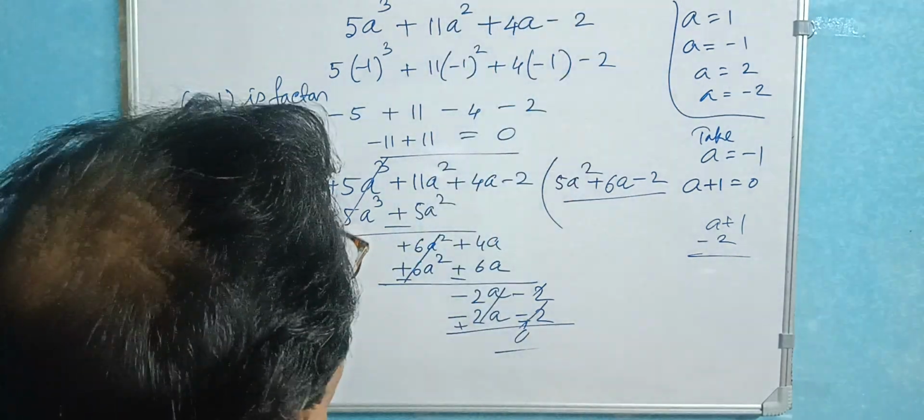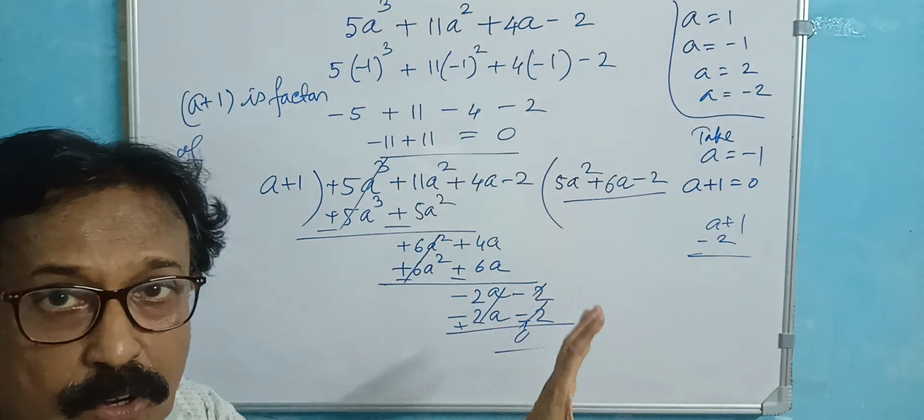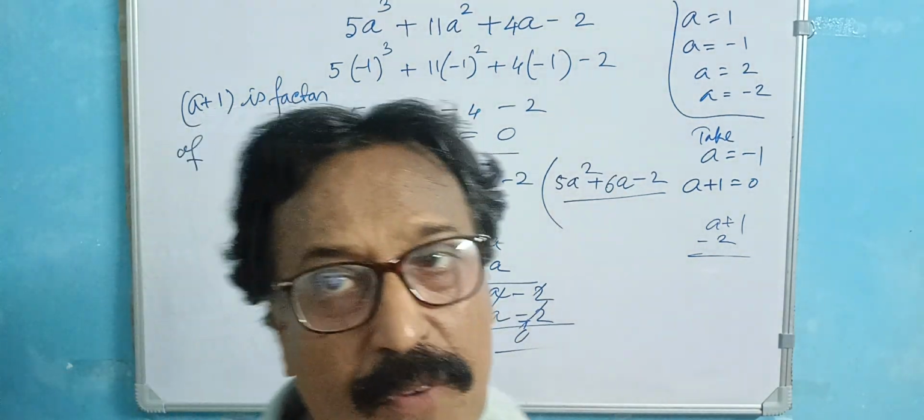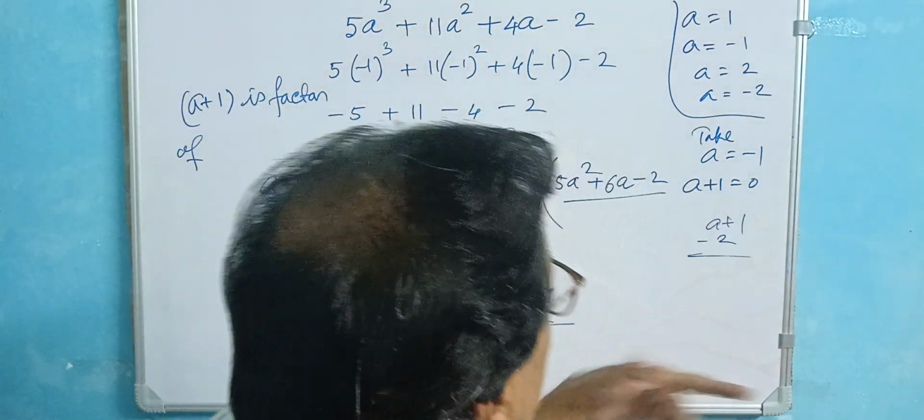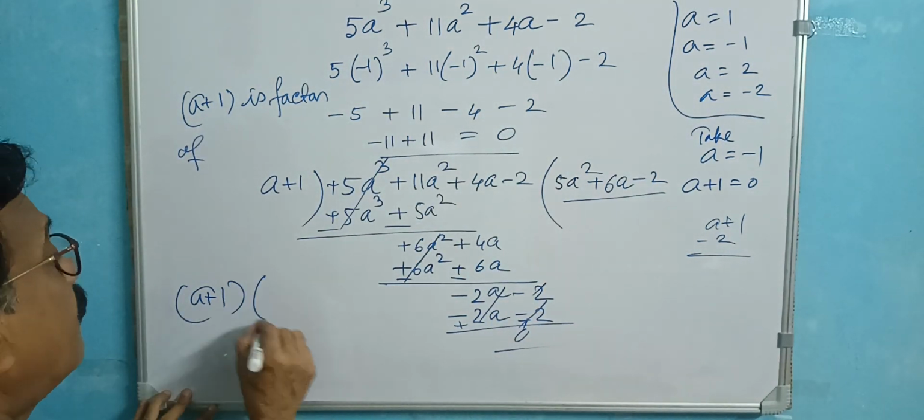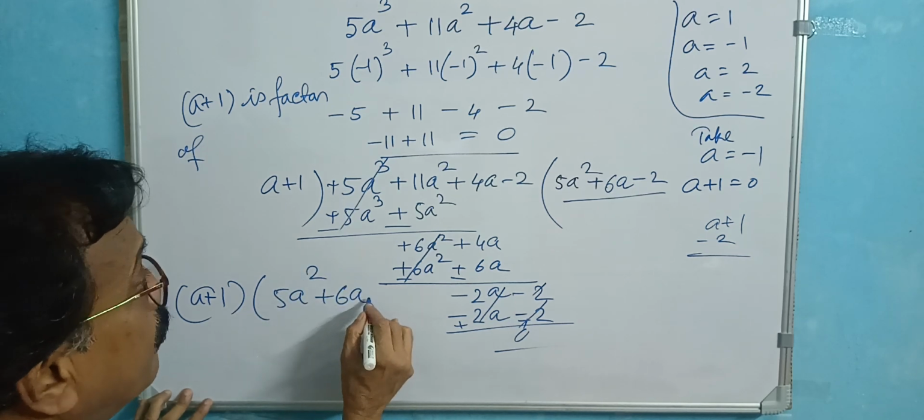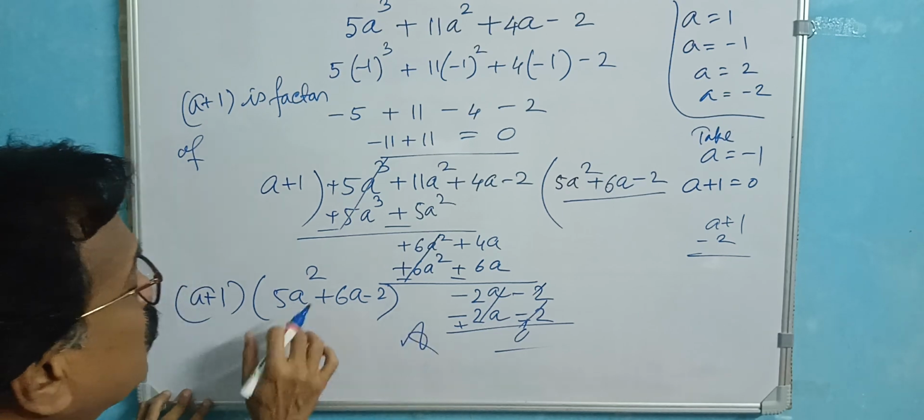So what is the ultimate answer? Now we check whether this middle term factor is possible or not. After you check whether the middle term factor will work or not, this is the ultimate answer: a plus 1 and 5a square plus 6a minus 2. This is the ultimate answer because it's not possible.